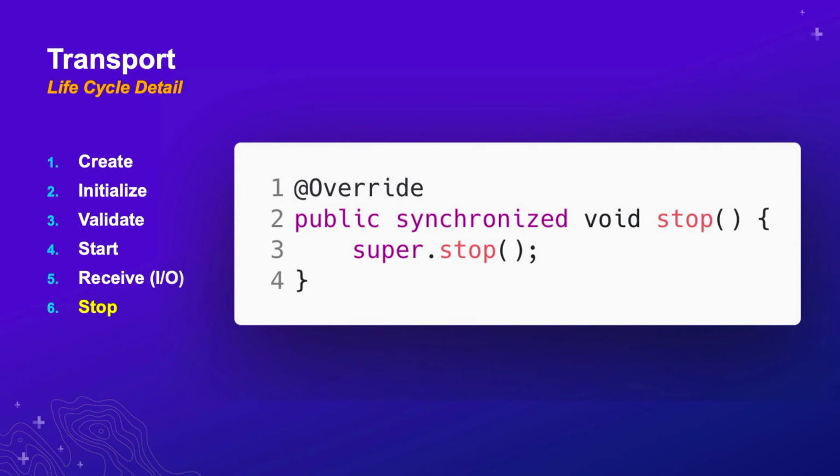Lastly, when the user chooses to stop the connector through the UI, the stop method gets called. The super.stop method call will set the running state to stopping, thus preventing the further consumption of data.